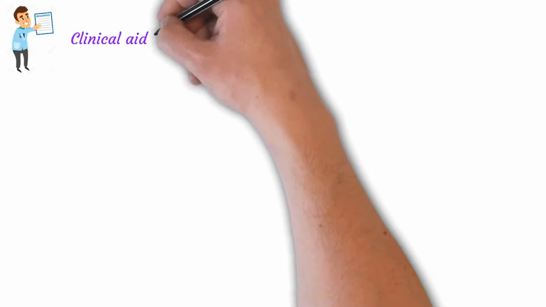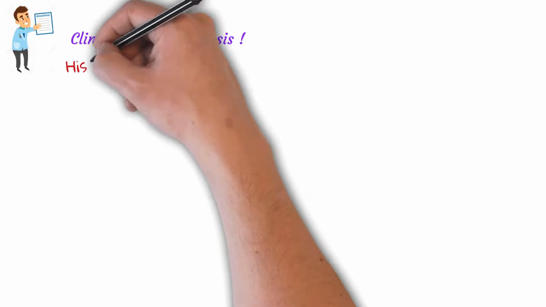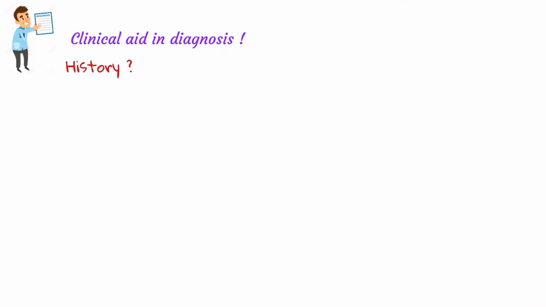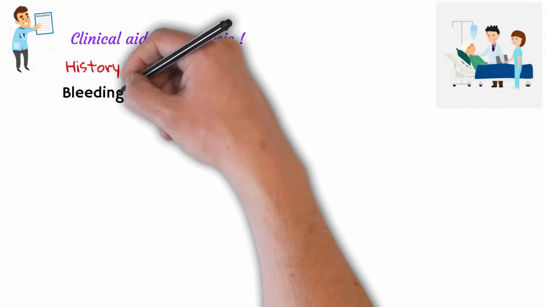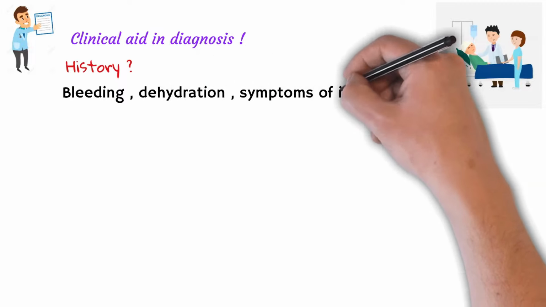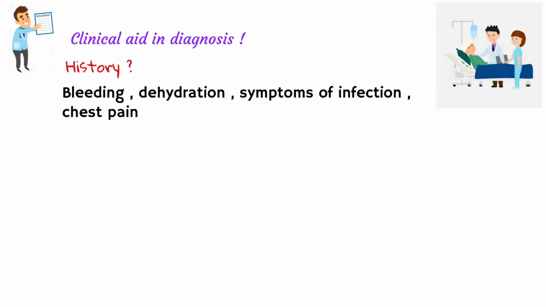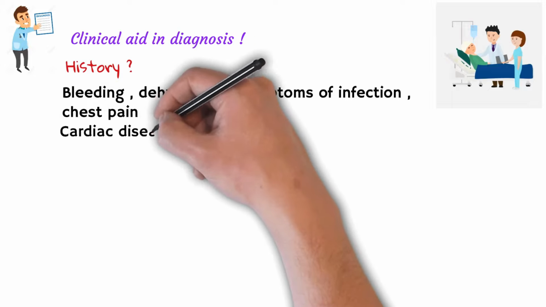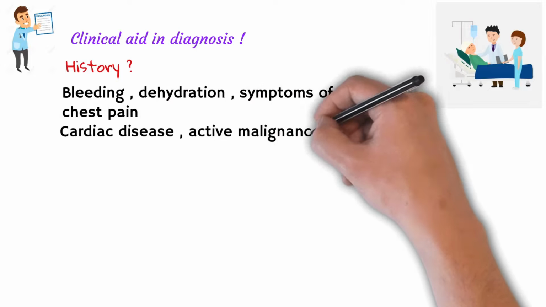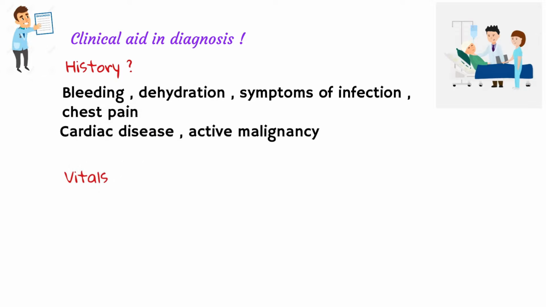Now, after having discussed the various types of shock, we should also study what are the various things which help in the diagnosis. History plays a very important role in the diagnosis of the various types of shock. We can ask the patient about a history of bleeding, signs of dehydration, symptoms of any infection, and whether the patient is having any chest pain. A history of cardiac disease or certain malignancy should also be ruled out. This malignancy can make the patient prone to obstructive shock.